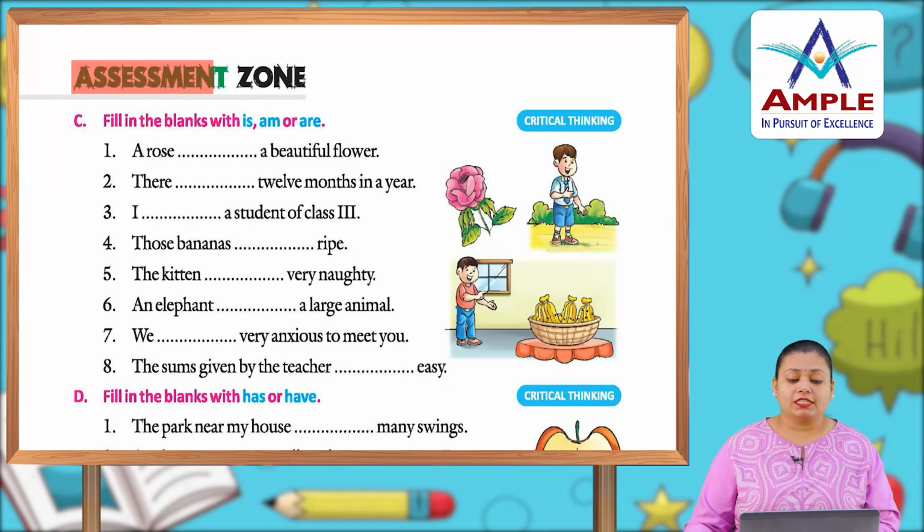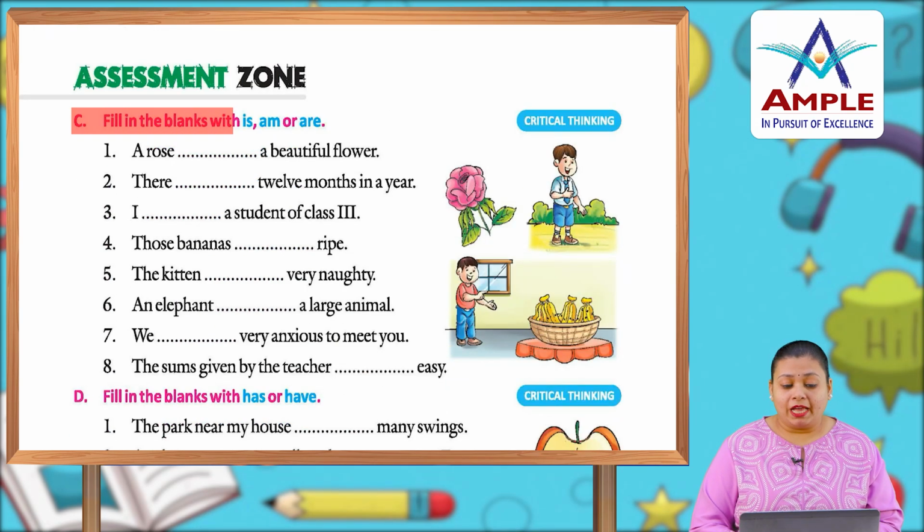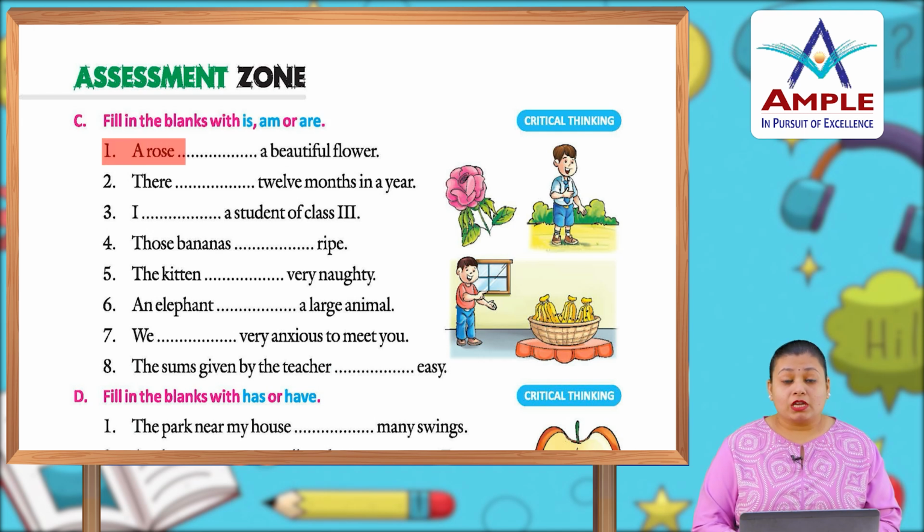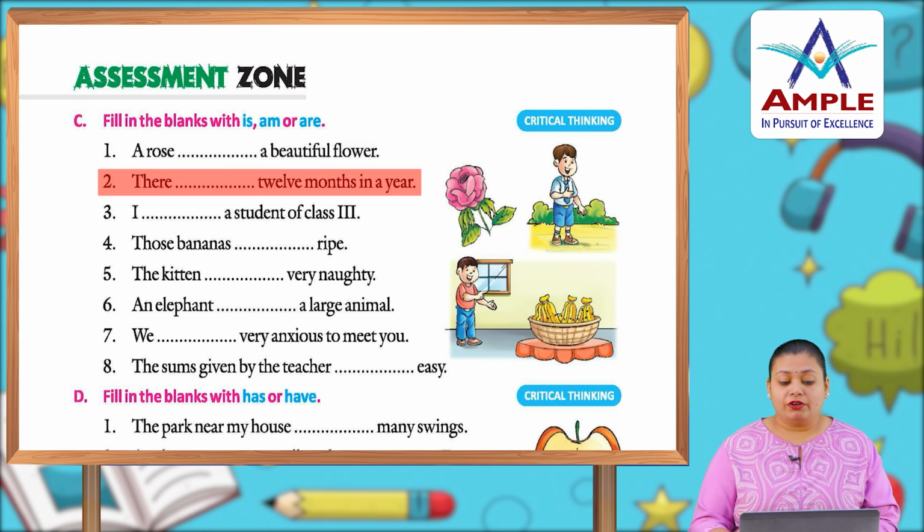Now moving to the next assessment zone. C. Fill in the blanks with is, am, are. Number 1, a rose dash. Because a rose is a singular flower here, they are not roses, it's only one rose, we use is. A rose is a beautiful flower. Number 2, there dash 12 months in a year. So there are, because it means it's in number, so it's a plural form, so we use are. Hopefully you understand. Now you will do the rest of the part yourself.